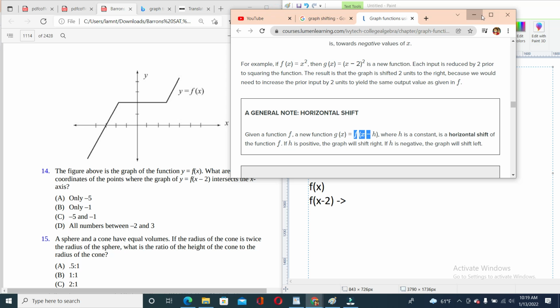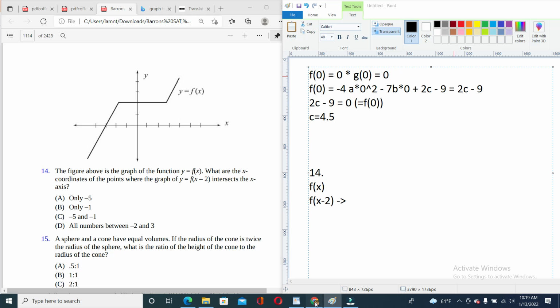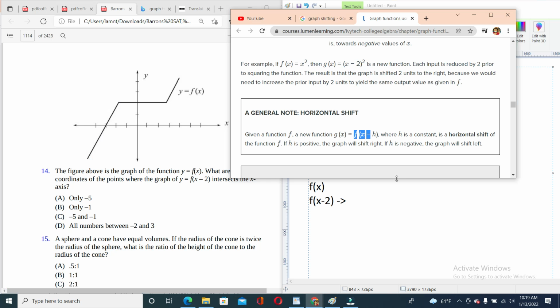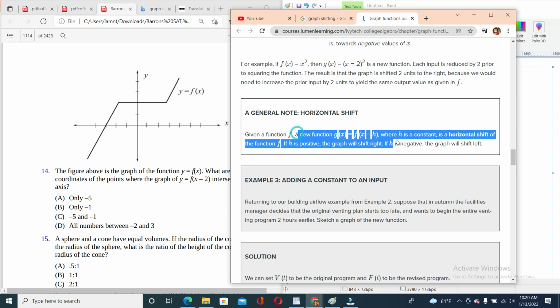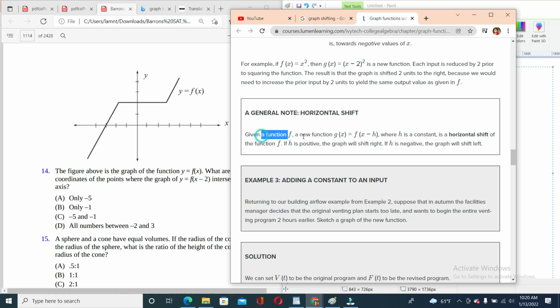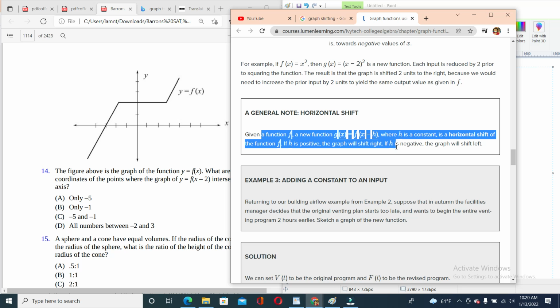So let's look at the formula again. I'm going to put the formula in the link here. Given a function f, a new function g(x) equals f(x minus h), where h is a constant, is a horizontal shift of function f.